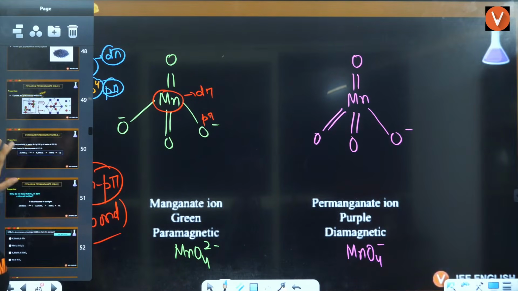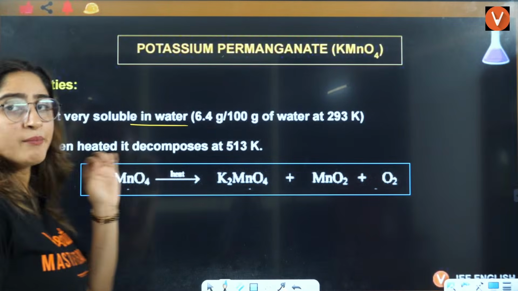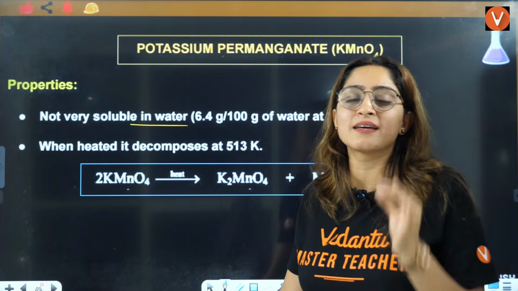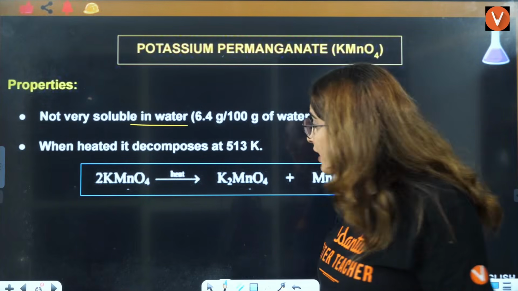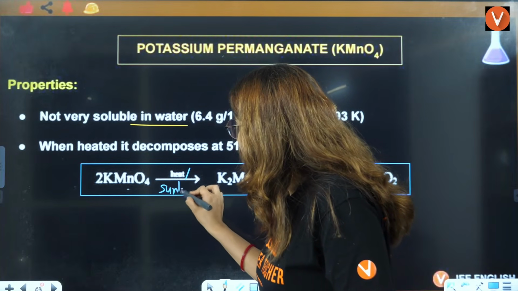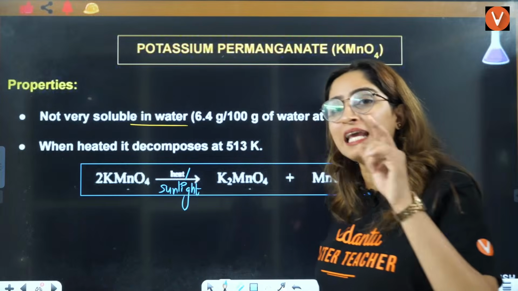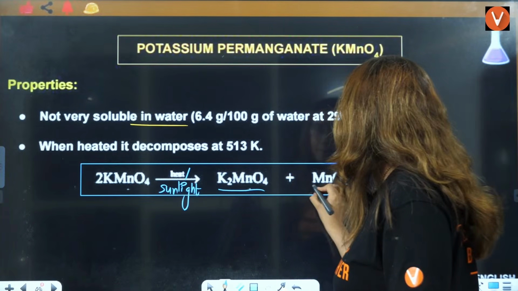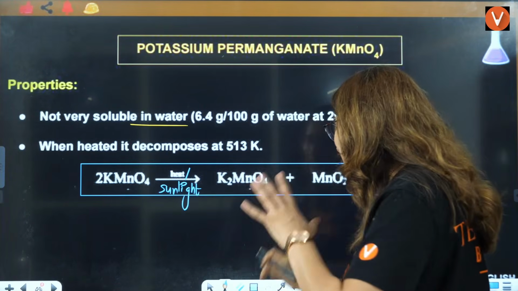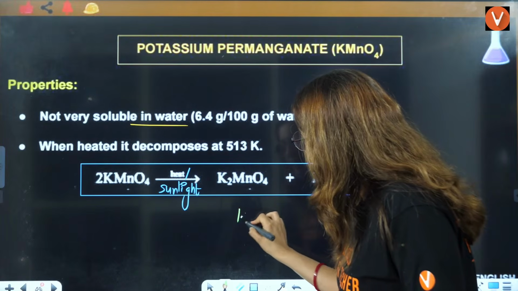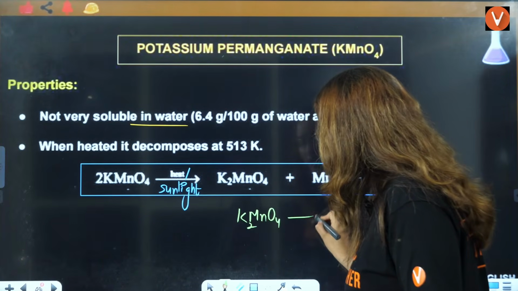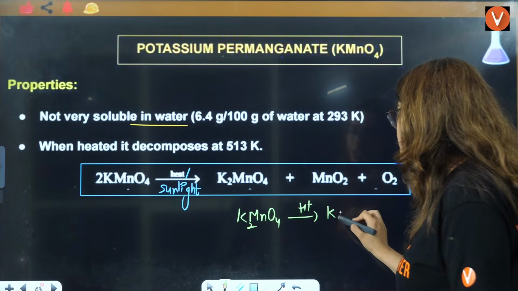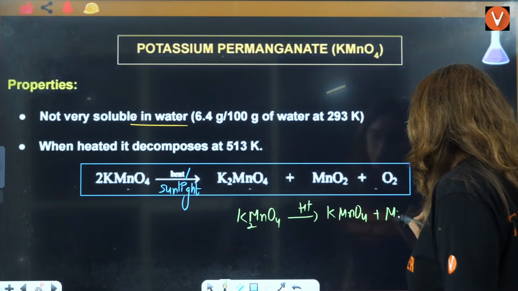Now, let's understand this: KMnO₄, that is the potassium permanganate ion. When you heat it, or even in sunlight, it is directly decomposed into manganate, that is K2MnO4, and MnO2. Now guys, do you remember that thing I told you, that manganate will be in the acidic condition? That's why it is so important, okay? In the acidic condition, it is converted to permanganate and MnO2.